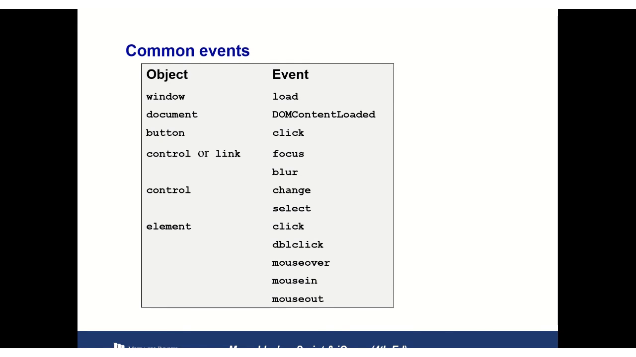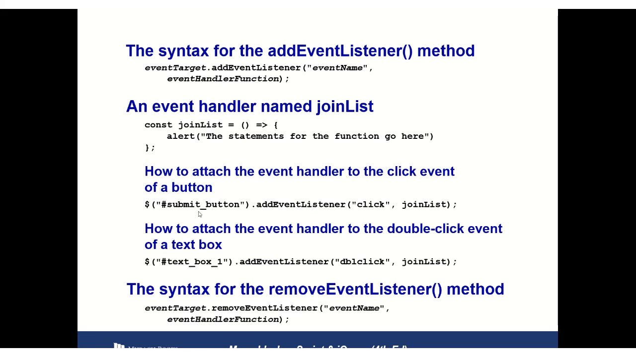So let's talk a little bit about the events. I mean there are different events associated with JavaScript. Like for Windows, the common events are load the document, DOM content loaded; button is a click event; control or link, I mean focus, blur; control can be change or select; element can be click, double click, mouse over, mouse in, mouse out. I mean these are the common events in JavaScript. So when you do the coding with the event, the normal way is define the target, and then you do the add event listener. So the same thing we have done here, right?